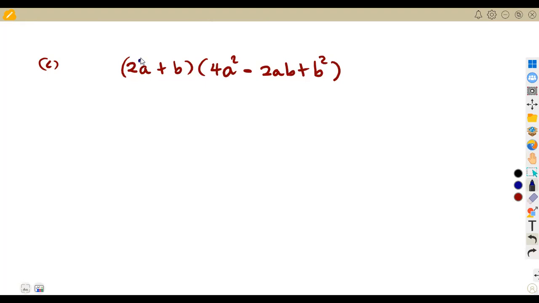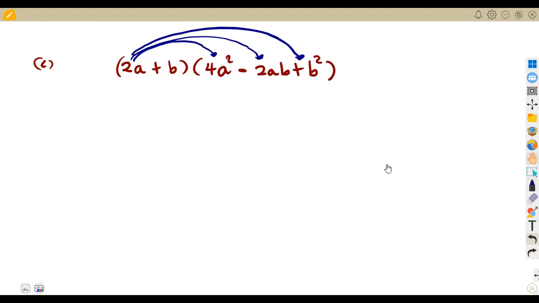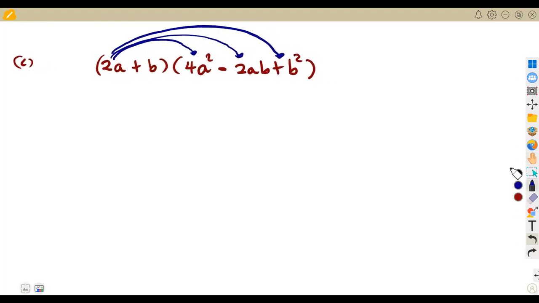So you just have to multiply 2a, has to multiply this term, all right? 2a has to multiply this term, 2a also has to multiply this term, each and every term in the second bracket. All right, so that means here we are having a multiplication. All right, let us multiply. It's 2a times 4a squared. So that is 2a like this times 4a squared.